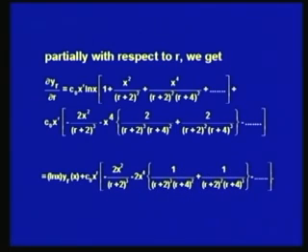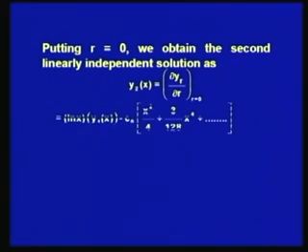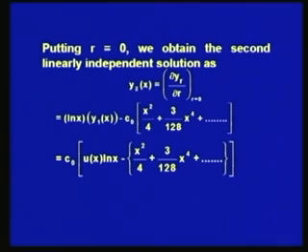which is equal to ln x into y(r, x) plus C naught x to the power r into minus 2x square over (r plus 2) whole cube minus 2 times x to the power 4 into 1 over (r plus 2) whole cube into (r plus 4) whole square plus 1 over (r plus 2) whole square into (r plus 4) whole cube and so on. Let us put r equal to 0 in this solution. We will get the second linearly independent solution of the given differential equation, which we denote by y2(x).